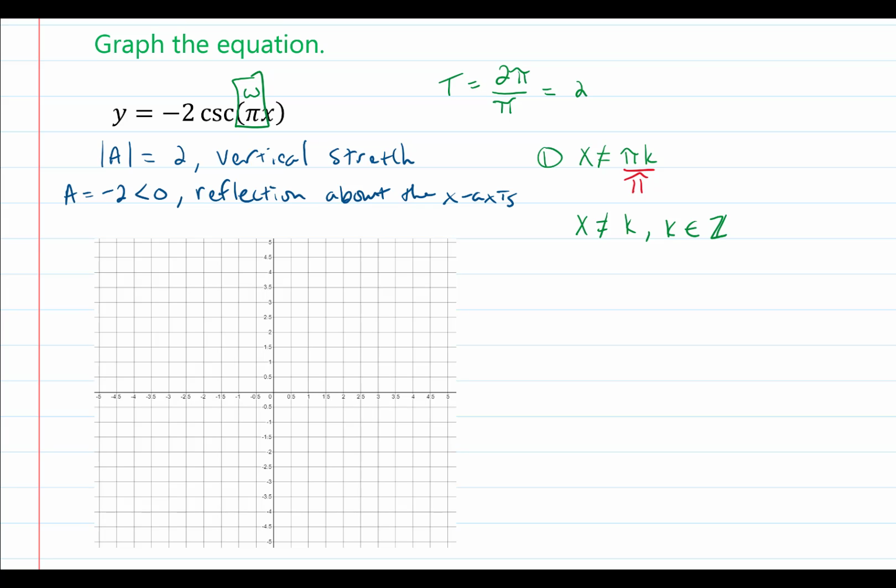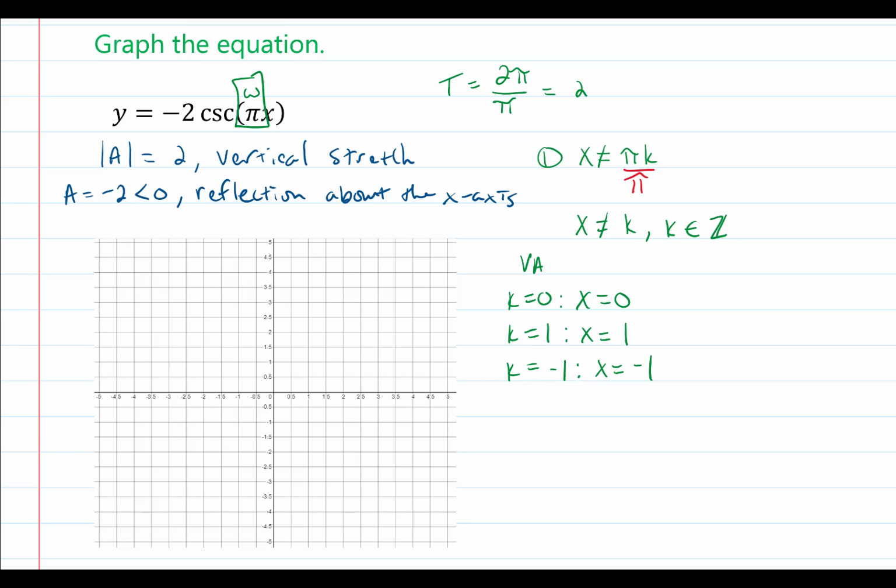We are now prepared to find all the vertical asymptotes. To do this, we're going to let k is equal to 0, which gives us a vertical asymptote of x equals 0. Then k is equal to 1, which gives us a vertical asymptote of x equals 1. And then k is equal to negative 1, and this gives us a vertical asymptote of x equals negative 1. These three vertical asymptotes will actually give us one complete cycle of the cosecant function.